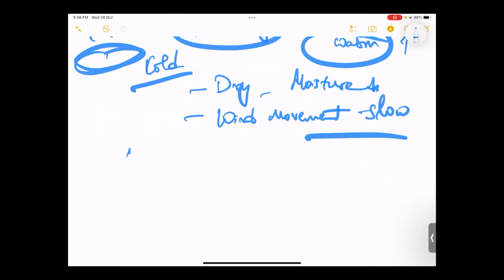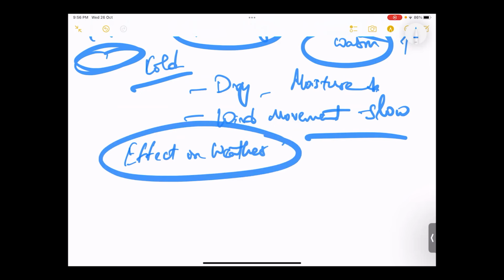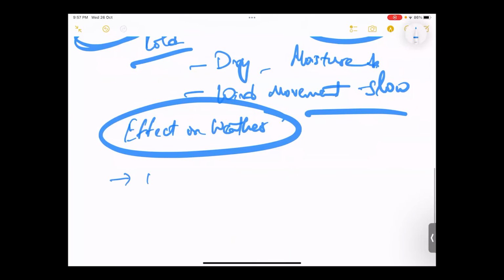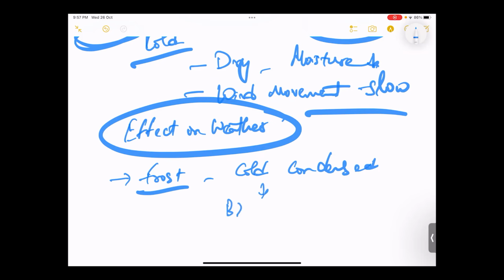The second part of the answer is effect on weather. What is the effect on weather during this time? The first thing is the formation of frost. What is frost? Frost is the cold air getting condensed. The cold air gets condensed and goes below the freezing point and forms frost.